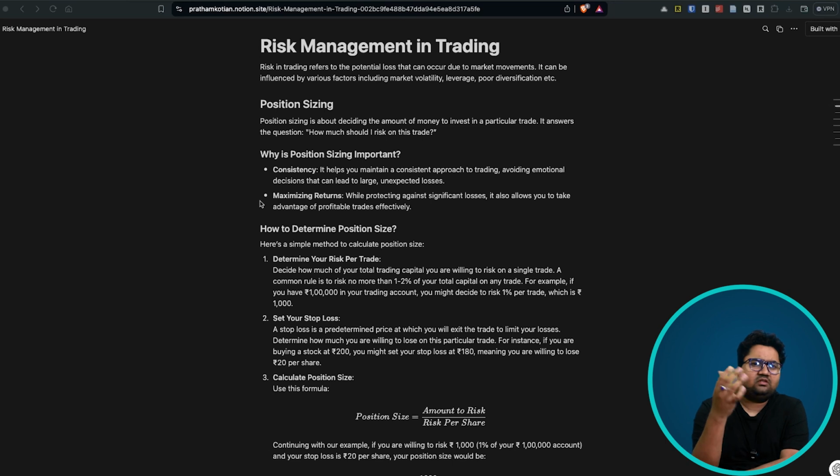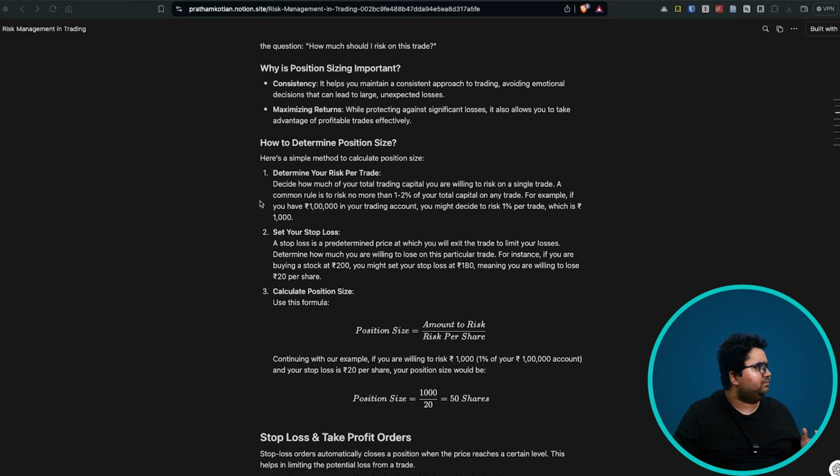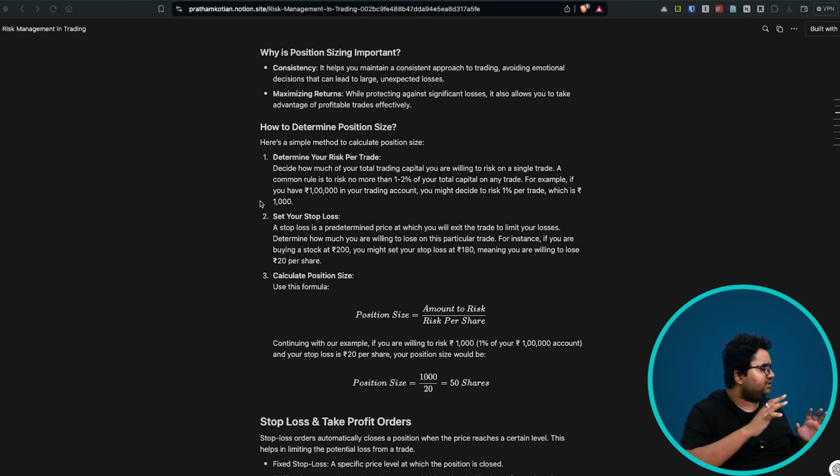So why is position sizing important? I think consistency will definitely help you minimize unexpected losses, reduce the play of emotion, and maximize return, obviously. Now, how do you determine the position size for something? You need to determine your risk per trade. So let's say you're starting with a capital of X, or $1,000 or 1 lakh rupees. How much risk are you willing to take, and how much capital are you okay losing given a downward scenario? Obviously, profits are also something you should think about deeply, and there's a risk reward ratio, but this is just about risk.